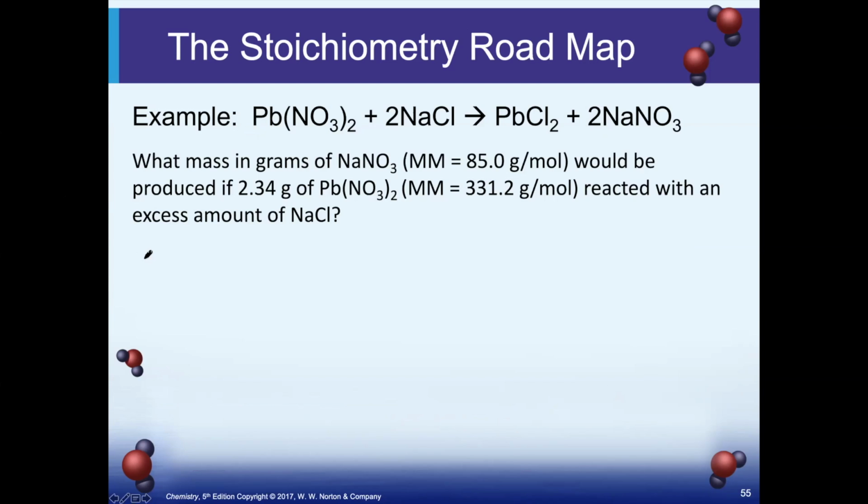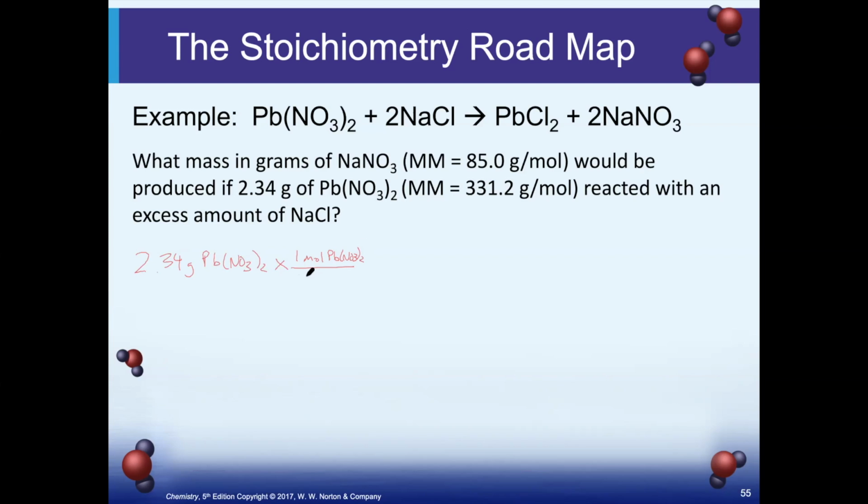Okay, so like I said, I'm going to start with what I know that's not a conversion factor, which is the fact that I have 2.34. I'm just going to start over again. 2.34 grams of lead nitrate, Pb(NO3)2. Okay, so the first thing I need to do is convert that into moles of lead nitrate. So 1 mole of lead nitrate.